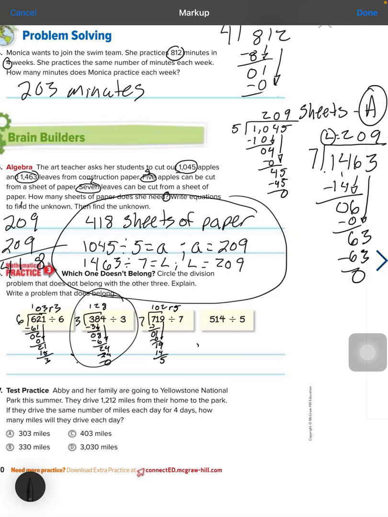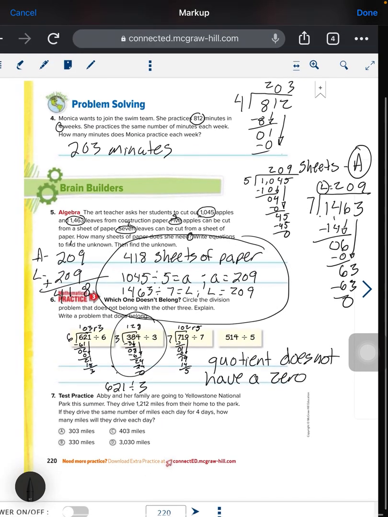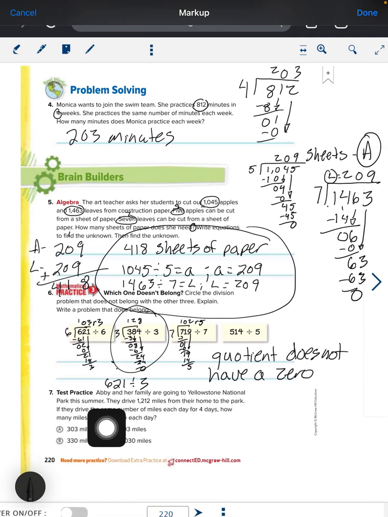And I would say that it does not have a 0 in the quotient. And for us to figure out how to make it into a 0, I think I would do something similar to the first one. So I would maybe go 621 divided by 3 to see if that would work out to be a quotient with a 0. All right, next one. Test practice.